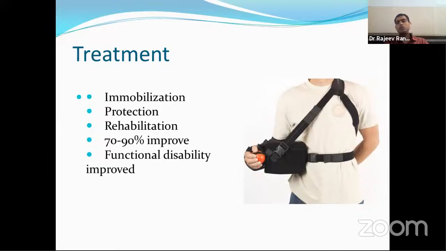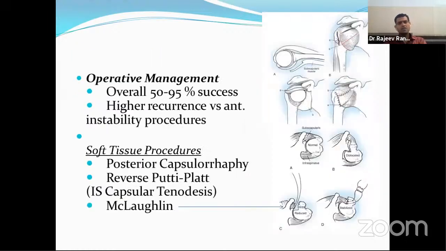The treatment is mainly immobilization and rehabilitation, and 70 to 90% of patients improve by this treatment protocol. If operative management is needed, the success rate varies from 50 to 90 or 95%, and there is relatively higher recurrence compared to the anterior instability procedures. Some of the soft tissue procedures are the posterior capsulorrhaphy or the reverse Putti-Platt. In Putti-Platt, we do the imbrication of the subscapularis, and in the reverse Putti-Platt, we do the infraspinatus capsular tenodesis.